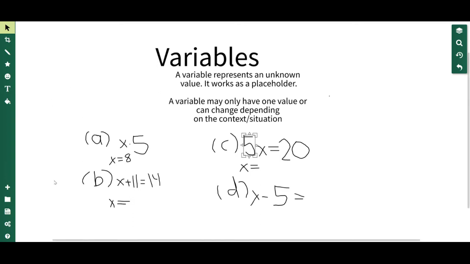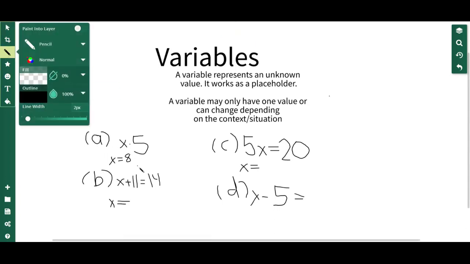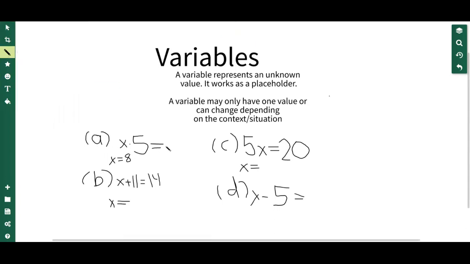So variables, like this is the variable, and this is x multiplied by 5. So if x is 8, then this represents an unknown number. So 8 times 5, which is 40, equals 40.